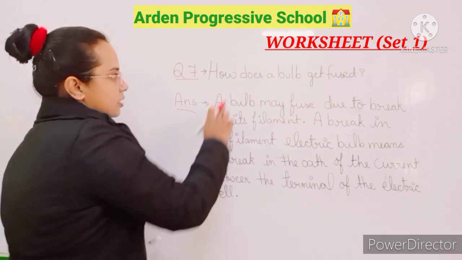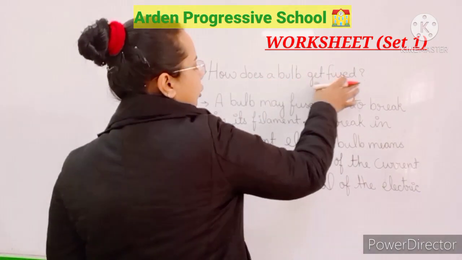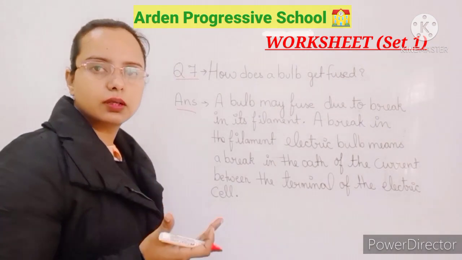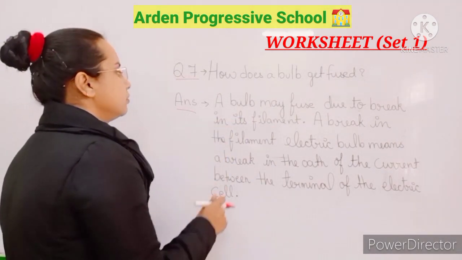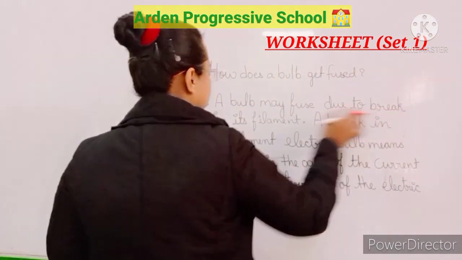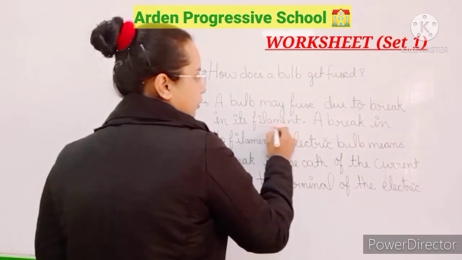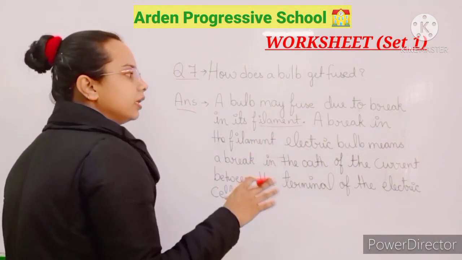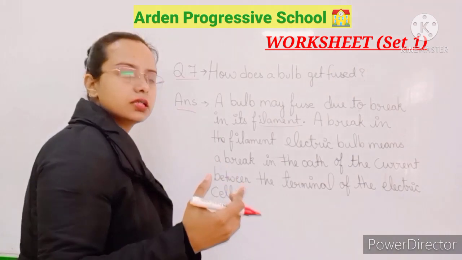Now let's move to the next question. Number 7 is, how does a bulb get fused? I have explained to you about the fused bulb also. So how does it get fused? A bulb may fuse due to a break in its filament. When the filament is broken, then we say that the bulb is fused.